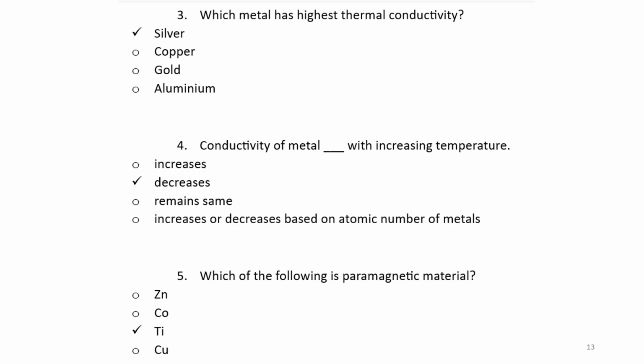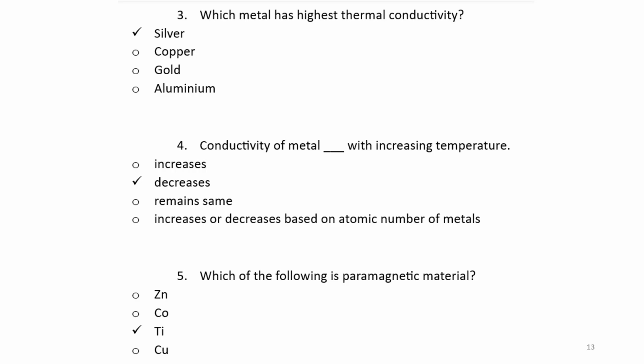Next question is, conductivity of metal blank with increasing temperature. Your options are increases, decreases, remains same, or increases or decreases based on atomic number of metals. So the correct answer will be decreases.